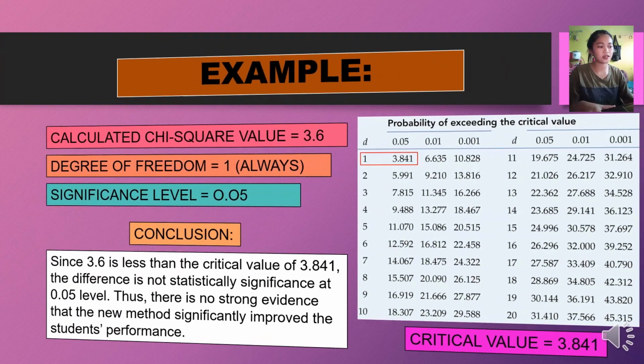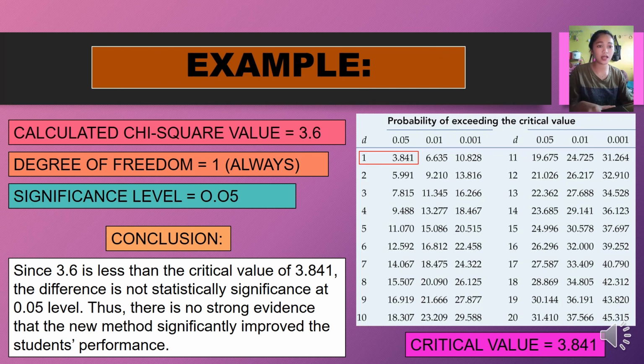This is our data. So we have the calculated chi-squared value, which is what we answered earlier: 3.6. And we have the degree of freedom, which is always 1, because we are only looking for one. Our significance level is 0.05.